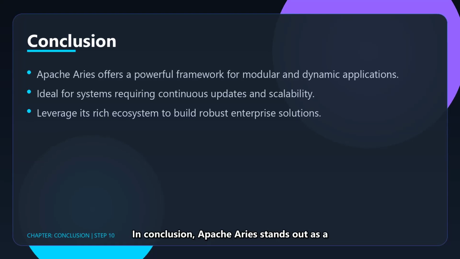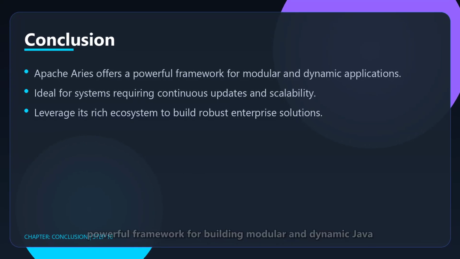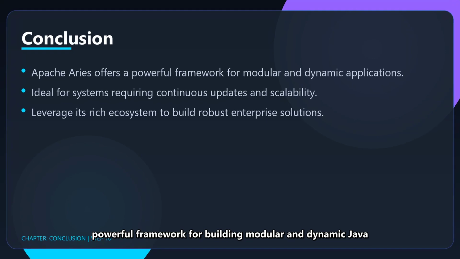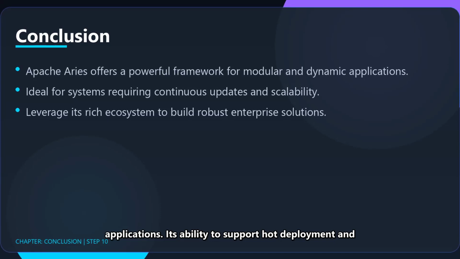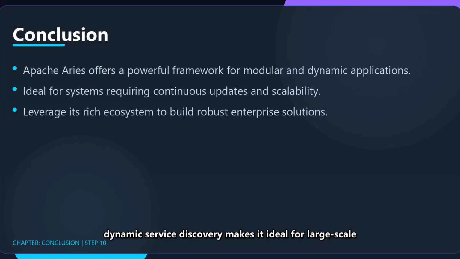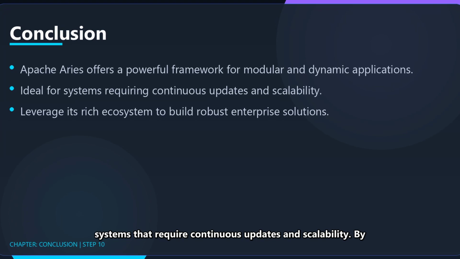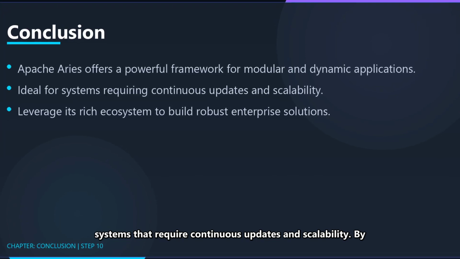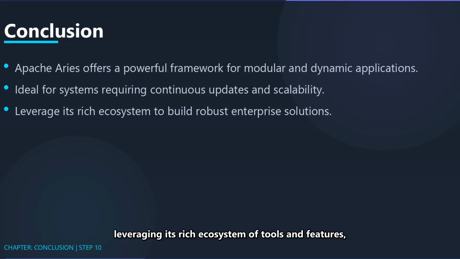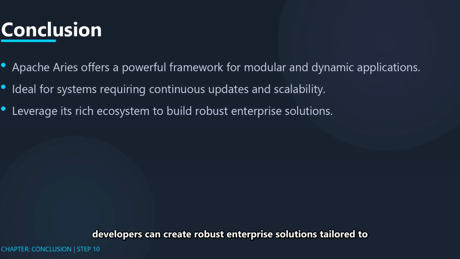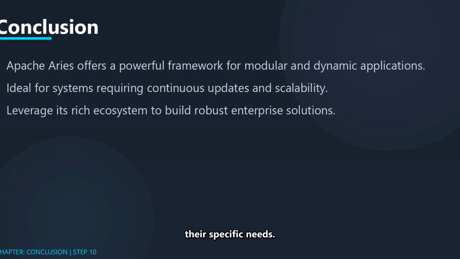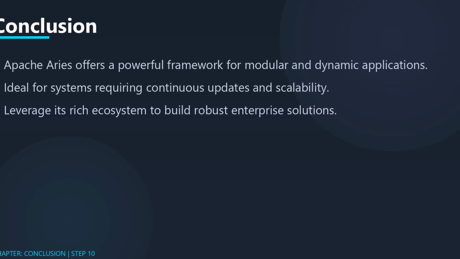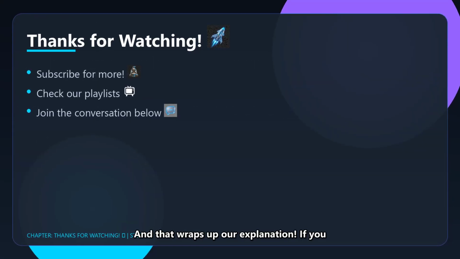In conclusion, Apache Aries stands out as a powerful framework for building modular and dynamic Java applications. Its ability to support hot deployment and dynamic service discovery makes it ideal for large-scale systems that require continuous updates and scalability. By leveraging its rich ecosystem of tools and features, developers can create robust enterprise solutions tailored to their specific needs. And that wraps up our explanation.